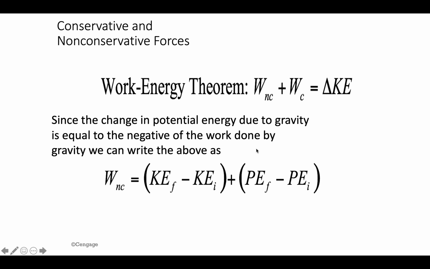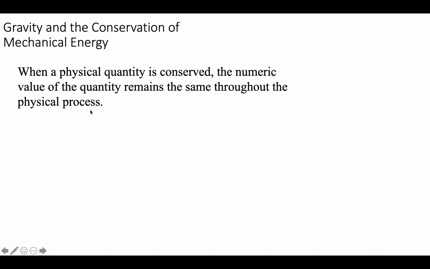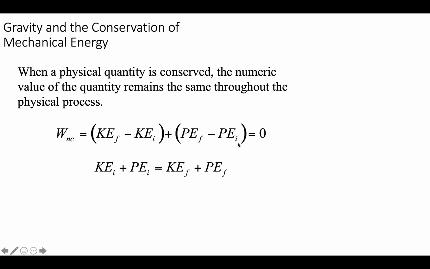But the reason we're doing this is we're saying, well, what if the work done by non-conservative forces is zero in our system? Then we can look at the whole thing in terms of energy. If the work done by non-conservative forces is zero, then basically what I'm saying is that the total kinetic plus potential energy before something happens equals the total kinetic plus potential energy after it happens. And that is a statement of what's called conservation of mechanical energy.